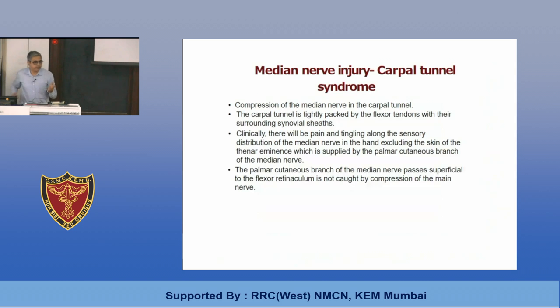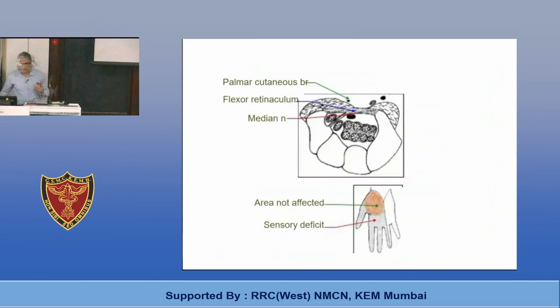So another is carpal tunnel syndrome. I think everyone knows this, so I'll just leave it. The carpal tunnel is a tunnel formed by the carpal bones, and the upper side is the flexor retinaculum. In your exam, you have to draw the diagram. How do you differentiate it from other nerve injuries, whether it's carpal tunnel or something else?